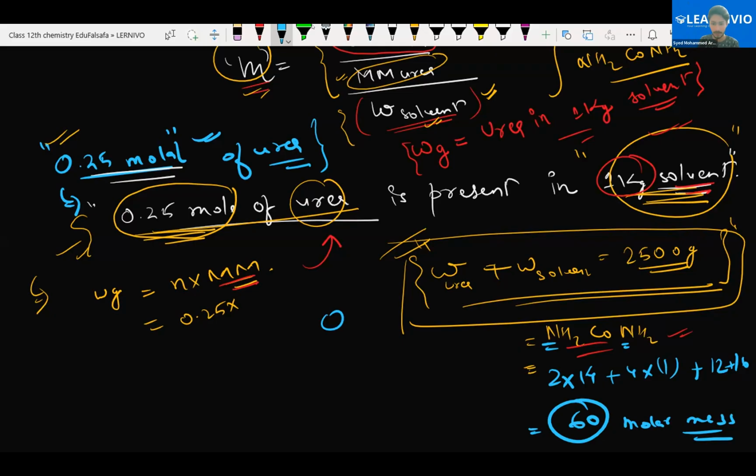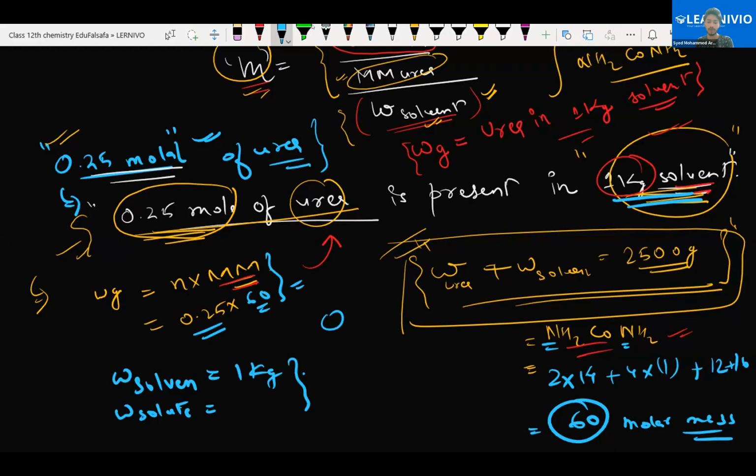Sir, 60 plus... So we'll multiply 0.25 by 60. Why are we multiplying this? So that we get the weight of the solute, while the weight of the solvent is equal to 1 kg. If I multiply this by this, then 1 by 4 is 1, and 20, which is 15. So 15 gram is the weight of what? 15 gram is the weight of urea.